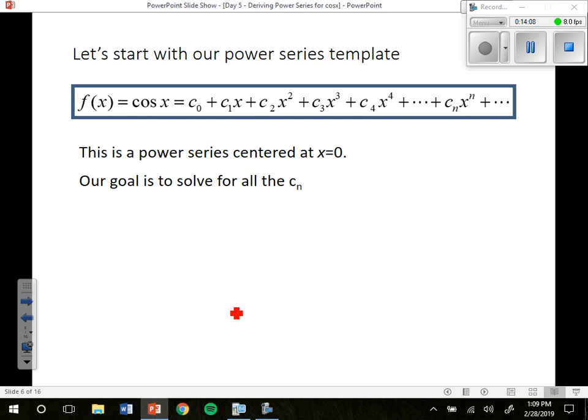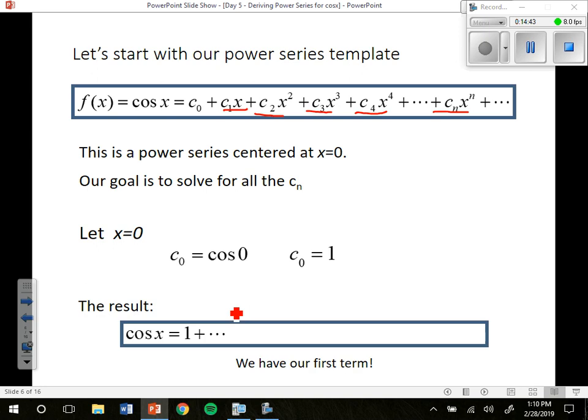So I want to start by solving for c sub 0. What could I plug in for x to both sides of the equation to make everything go away except c sub 0? 0. If I plug in 0, do you see that c sub 0 is going to stay, but every single term here has an x in it, so it's just going to go away? So let's do that. Let x equal 0. And then I get cosine of 0 equals c0. Which means c0 equals 1. So we found our first term. Whoa. That's great. We're one step closer.